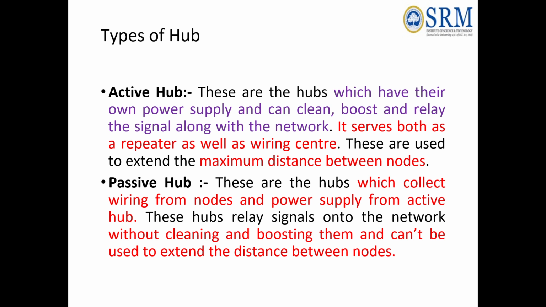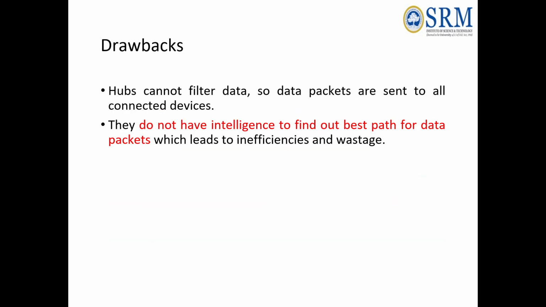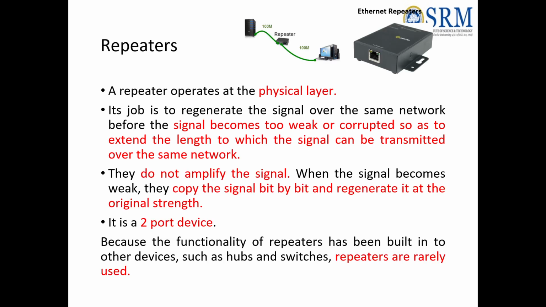The next one is passive hub. These are the hubs which collect wiring from the nodes and power supply from the active hub. These hubs relay signal onto the network without cleaning and boosting them and can't be used to extend the distance between the nodes. Drawbacks: hubs cannot filter the data, so data packets are sent to all connected devices. They do not have the intelligence to find out the best path for the data packets, which leads to inefficiencies and wastages.